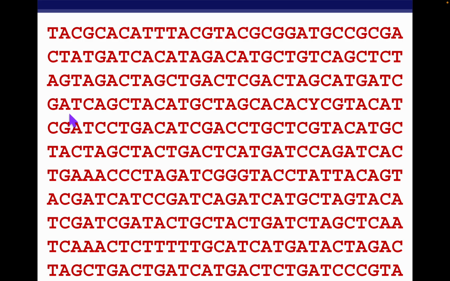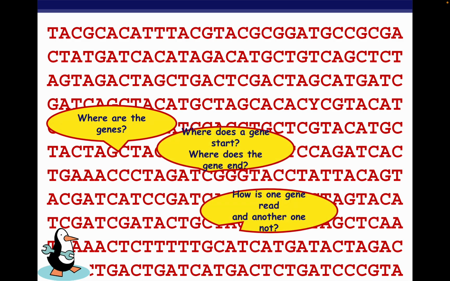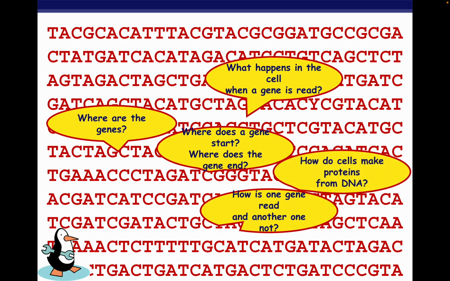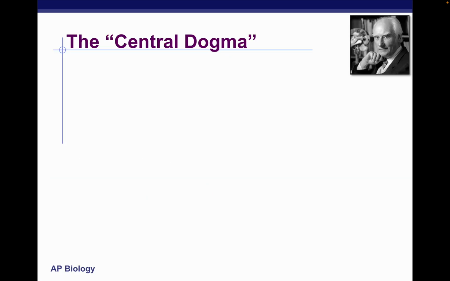So here we're taking a look at a bunch of letters, which we're going to be very familiar with, but these are the genetic code. The genetic code is just a series of 4 repeating letters, and these letters are our nitrogen bases that are in the middle of the DNA. Where are the genes? We're going to talk about genes today and how they're read. All of these questions that we are going to answer.